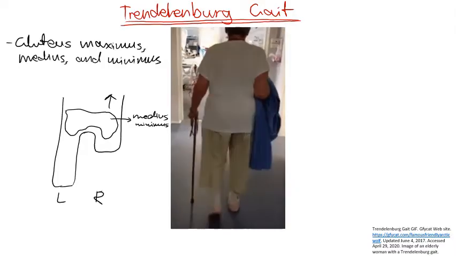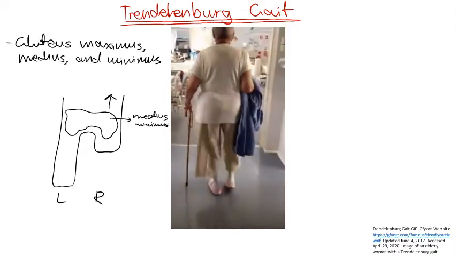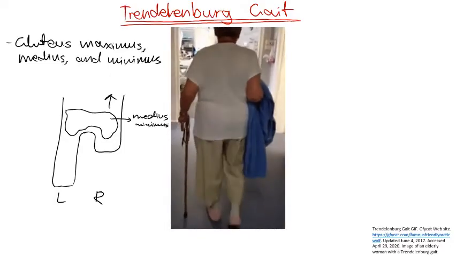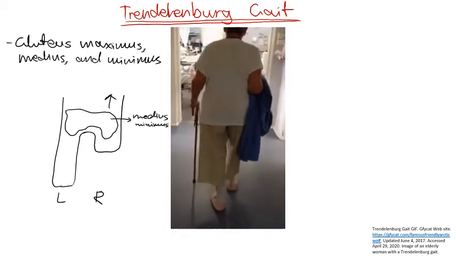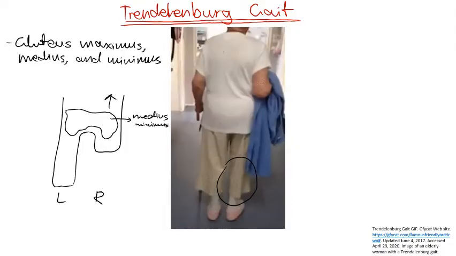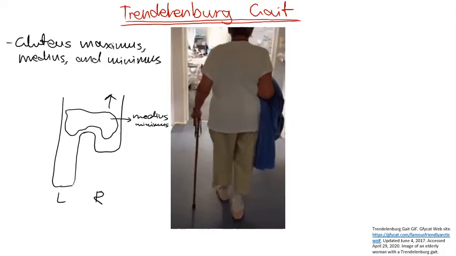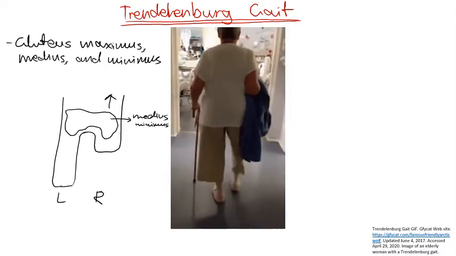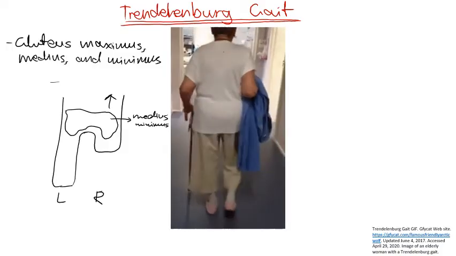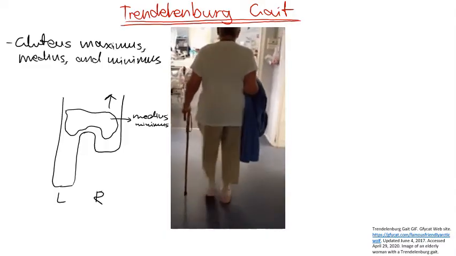I'll give you some time to look at this because it's a little bit difficult on this particular GIF, and that's why I've chosen it, because these gaits are not going to be obvious to you all the time. So having a look, I'll explain it one more time. Whenever this person lifts their right leg, you'll see that their right hip droops. Can you see that?